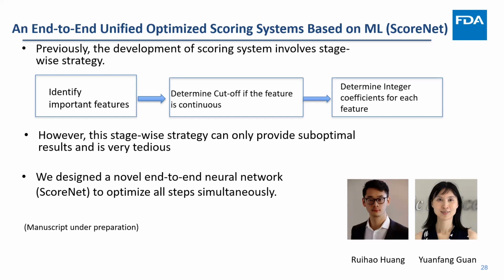We want to simultaneously learn the important feature, the cutoff for that feature, and also the integer weight for that feature. We want to wrap it up as an end-to-end learning approach.